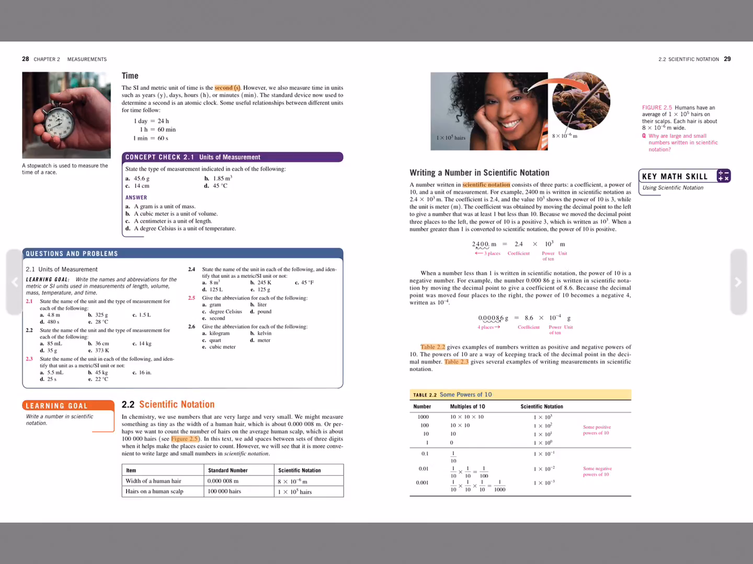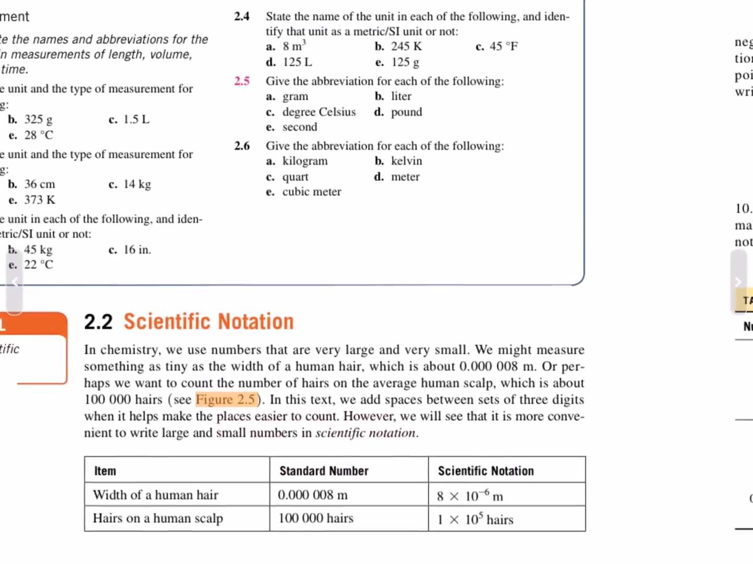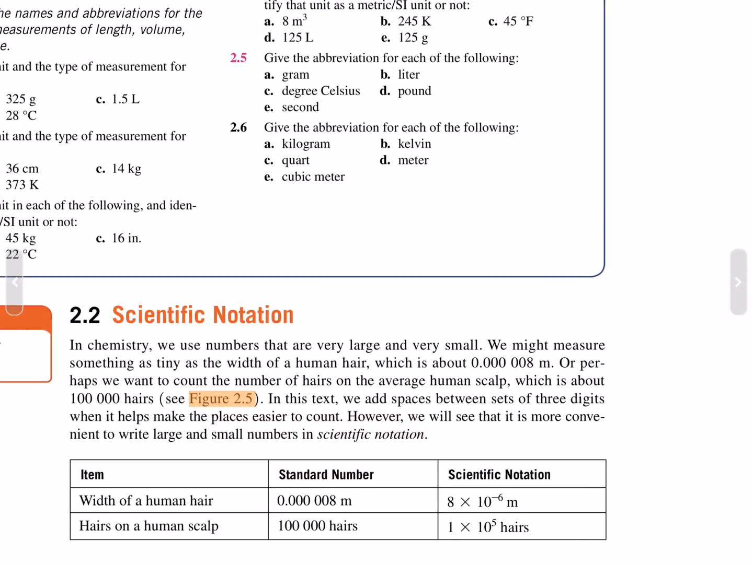Section 2.2, Scientific Notation. In chemistry, we use numbers that are very large and very small.